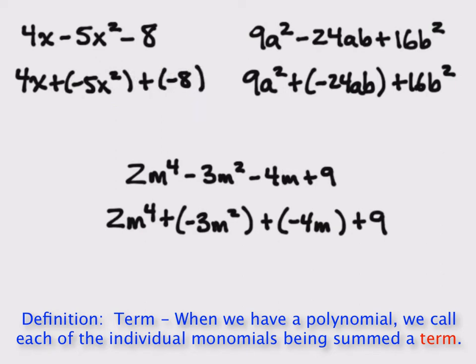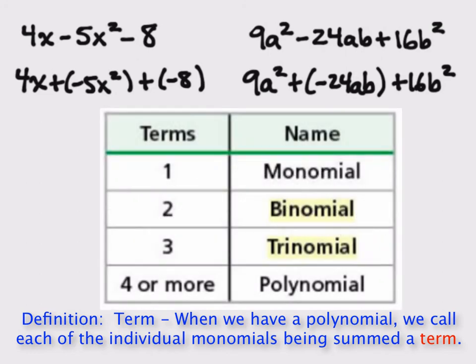Now, some polynomials have special names based on the number of terms they have. We've already discussed polynomials with one term. Those are monomials. Polynomials with two terms are called binomials. Polynomials with three terms are called trinomials. And polynomials that have four or more terms being summed up, we just call them all polynomials.